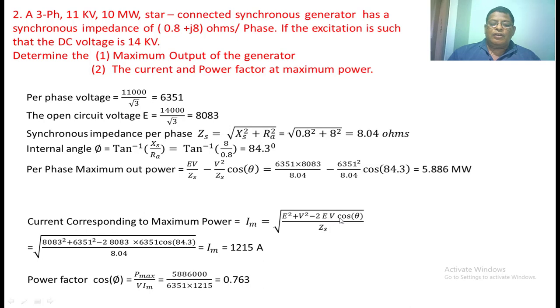Now corresponding to the maximum power, Im equals square root of E square plus V square minus 2 E V cos theta, divided by Zs. Substituting all the values, we get the current corresponding to the maximum power, Im equals 1215 amperes. The power factor equals the maximum power divided by V into IL. In the numerator, we have taken the per phase power, so in the denominator we are not taking root 3, just VL into IL. It gives 0.763 lagging.